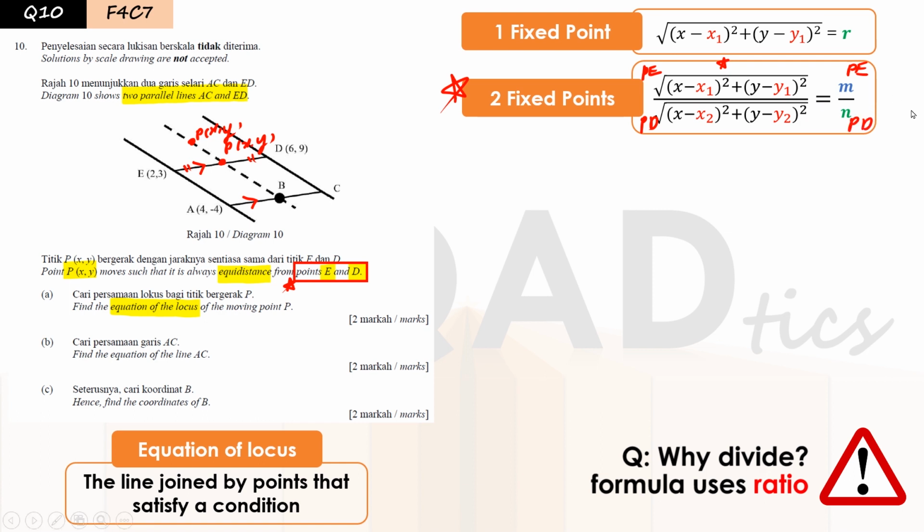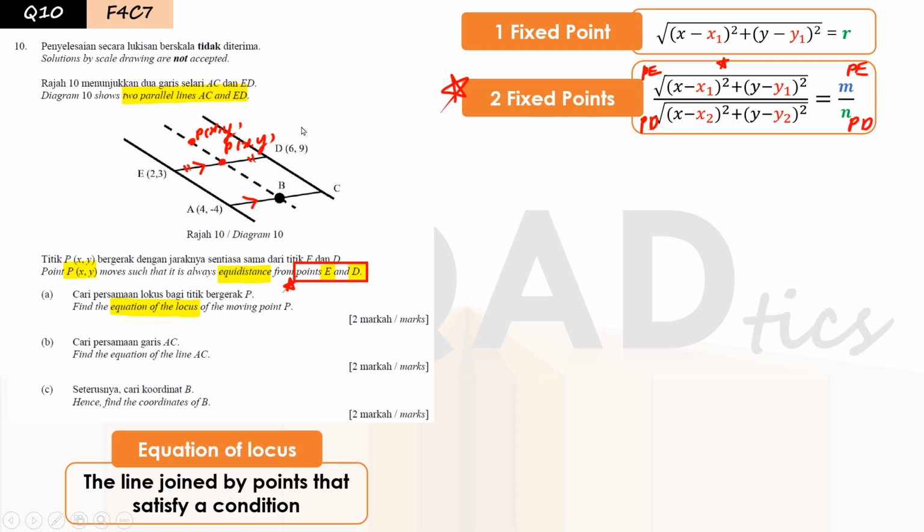Okay, so essentially we are using 2 different ways. One is using the formula, one is using the actual distance. We find the ratio of PE and PD, and since these 2 things are the same, we equate them together to find the line equation.